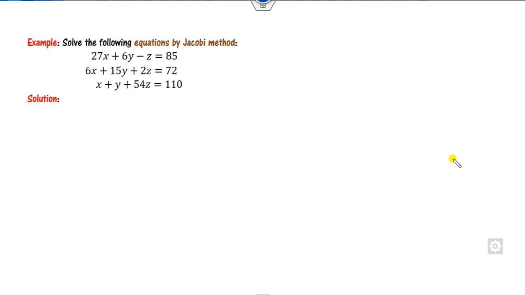Look at this another one. Check whether it's a Jacobi matrix or not. So again you can see 27 is greater than |6| + |1|, 15 is greater than |6| + |2|, 54 is greater than |1| + |1|. Remember, if it is not diagonally dominant, you have to make it diagonally dominant.